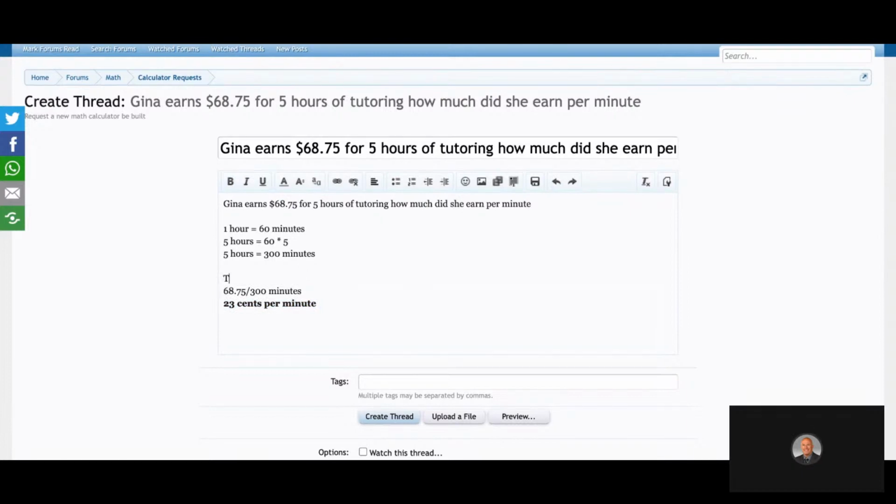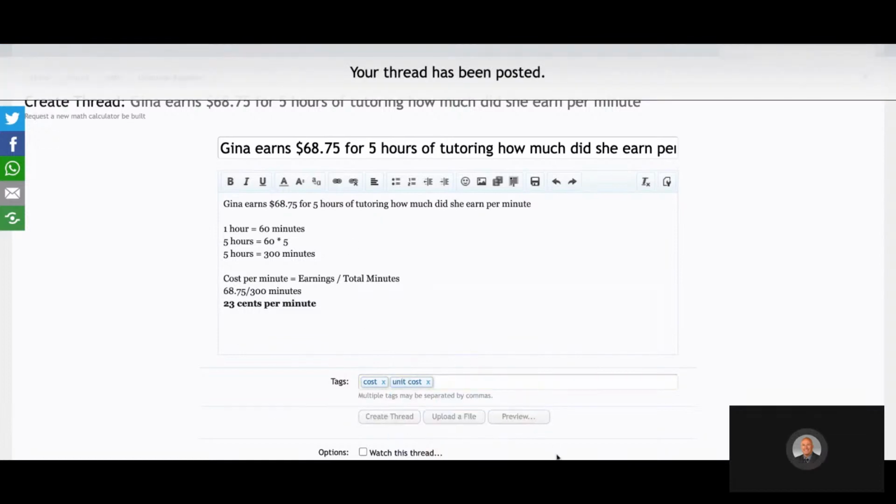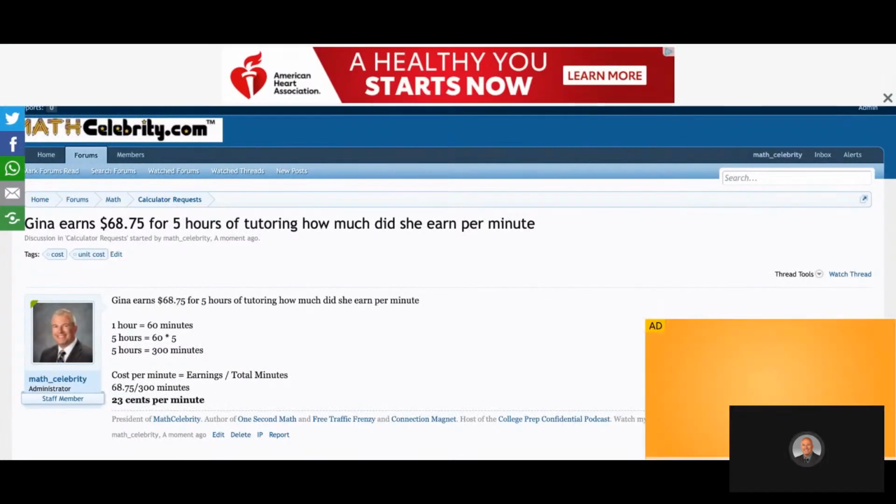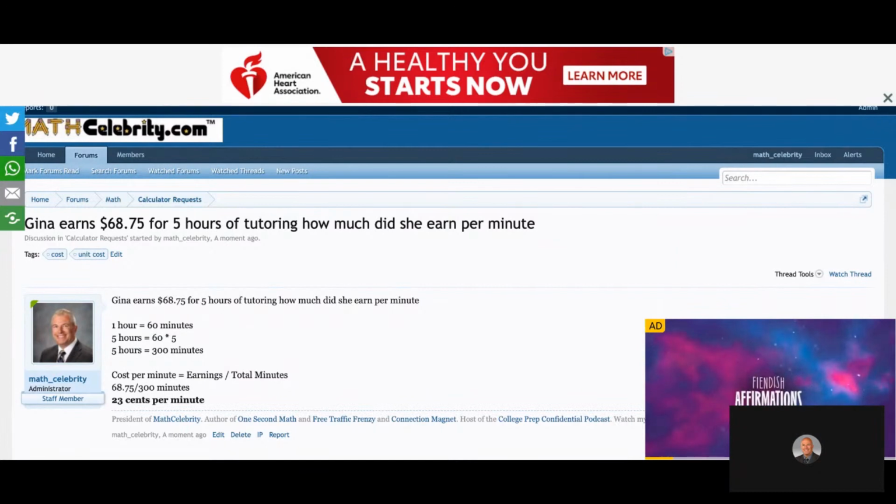So, and I want to put that here. Total cost per minute equals earnings divided by total minutes. This is actually a unit cost. So that's how that problem is solved. Let's move on because we've got a couple more on our list.